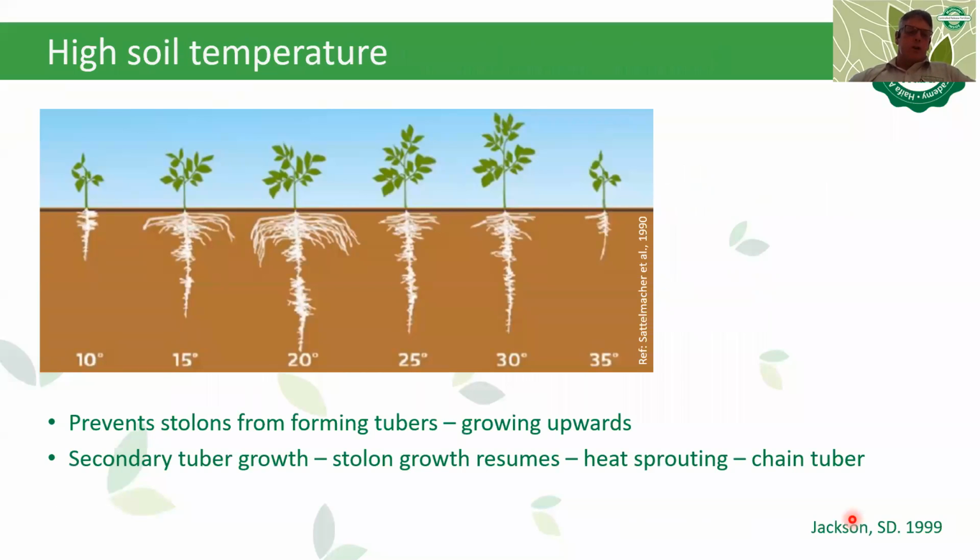And high soil temperatures is the same thing. You can see there at 20 degrees, you've got an optimal root development. At 15, it's still okay, but at 10 degrees, you have poor root development. And then when it gets warmer, 25, 30, 35 degrees, again, you have poor root development. So knowing what your soils are going to do, what the temperatures are going to be, is critical to when you plant and what your potential yield is going to be.